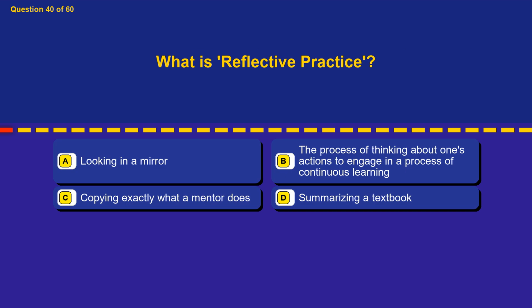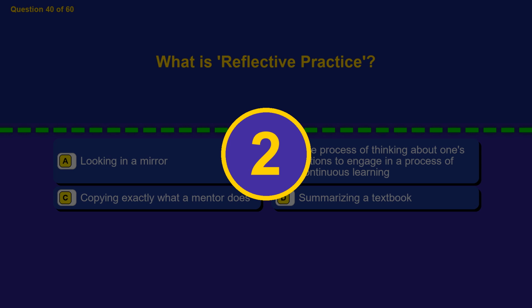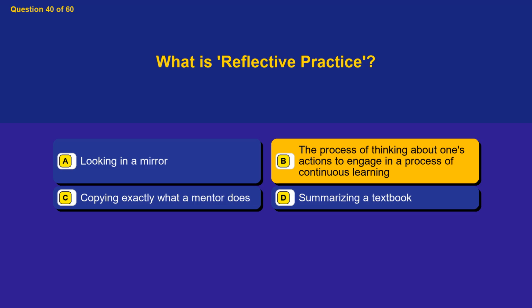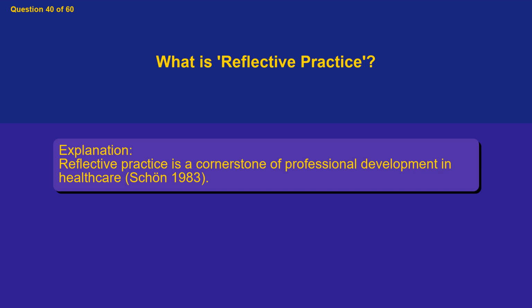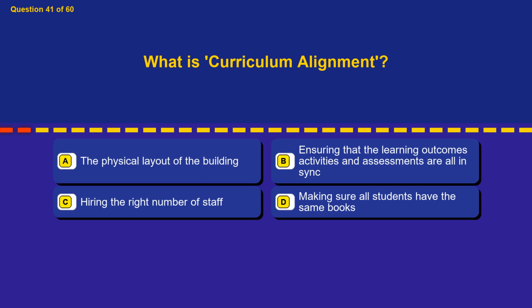Question 40. What is reflective practice? Option A, looking in a mirror. Option B, the process of thinking about one's actions to engage in a process of continuous learning. Option C, copying exactly what a mentor does. Option D, summarizing a textbook. The correct answer is option B. The process of thinking about one's actions to engage in a process of continuous learning. Reflective practice is a cornerstone of professional development in healthcare. Schön, 1983.